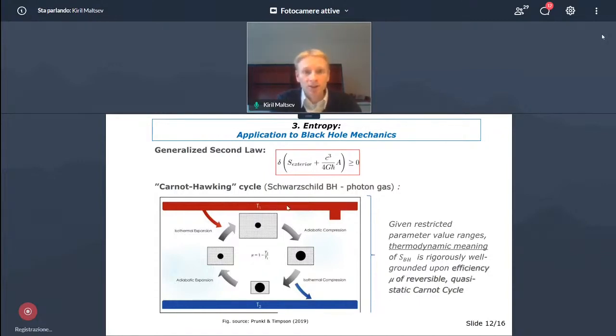And the Carnot-Hawking cycle, unfortunately, I cannot go into the details of it, but it consists of a coupled system, Schwarzschild black hole plus photon gas surrounding it and enclosed in a box, and with two ideal heat baths. The joint system undergoes reversible changes as they would in a standard Carnot cycle. And given the restricted parameter value ranges upon which the quasi-static equilibrium between black hole and photon gas can be maintained, the thermodynamic meaning of the Bekenstein-Hawking notion of a black hole is rigorously well defined upon the efficiency of the reversible quasi-static Carnot cycle.